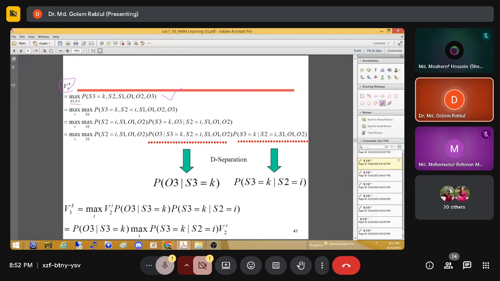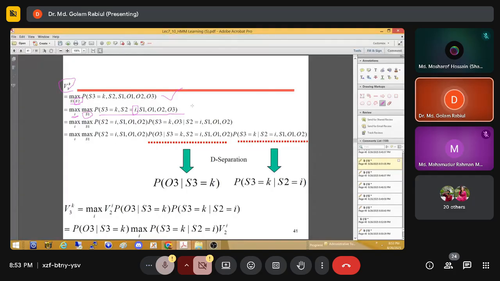Now again, consider that we also know S2. Just assume, if we know S2, let's say S2 equals I. In that case, what we need to know now is only S1. As we already know I, here it is max over S1. So now the target is to find S1, and this is the probability for that case.